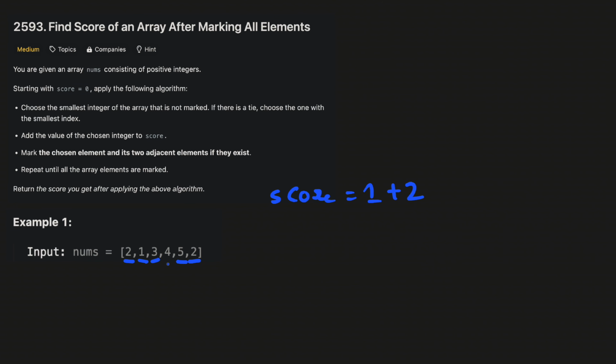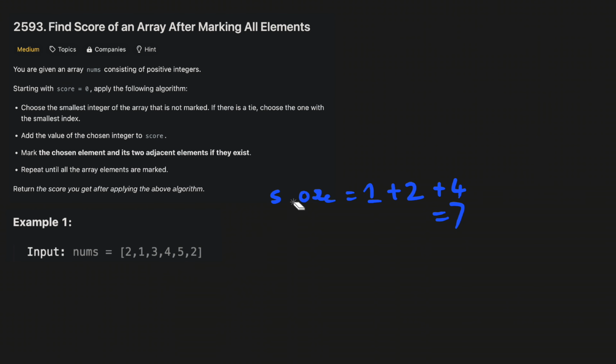And after that, there is only one unmarked element, which is 4. So we will again mark it and add the value to the score. So now our score becomes 7. And now we have marked all the elements in the array. So our total score is equal to 7, which will be our answer.